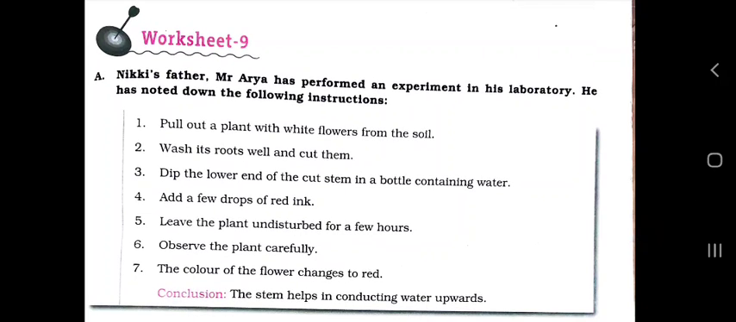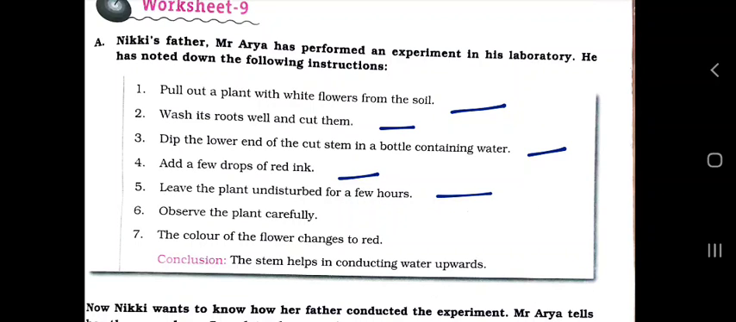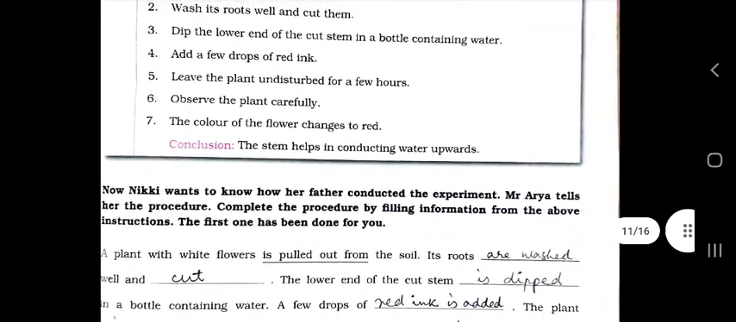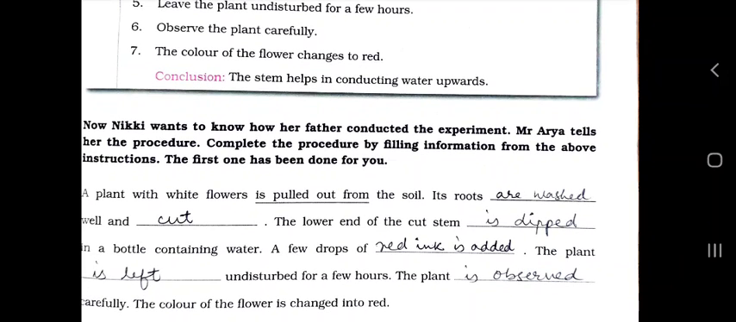Nikki's father, Mr. Arya, performed an experiment in his laboratory. He has noted down the following instructions. Pull out a plant with white flowers from the soil. Wash its roots well and cut them. Dip the lower end of the cut stem in a bottle containing water. Add a few drops of red ink. Leave the plant undisturbed for a few hours. Observe the plant carefully. The color of the flowers changes to red. Conclusion: the stem helps in conducting water upwards. Just try to recall the science chapter, how water goes up in every part of the plant.